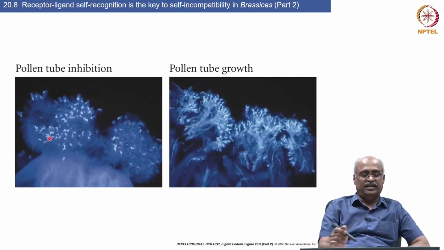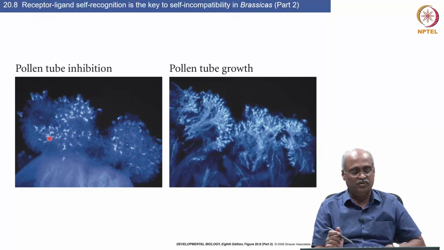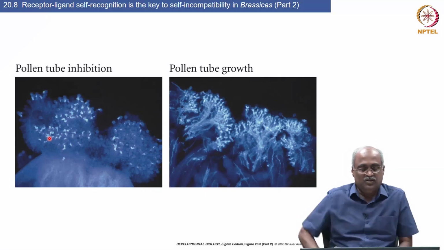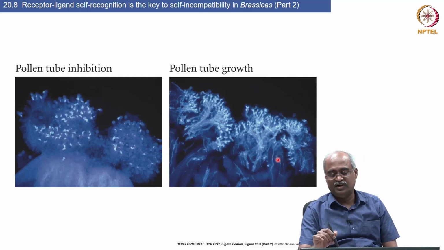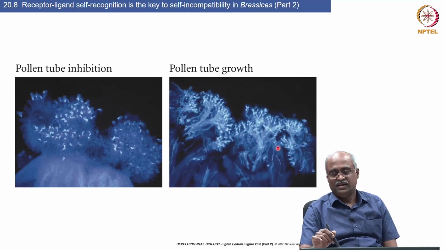So this is how it looks when you look at the pollen tubes. So first let us look at the control. You can see these long structures. So this is tracing the nuclei of the pollen tube and the generative cell within it.